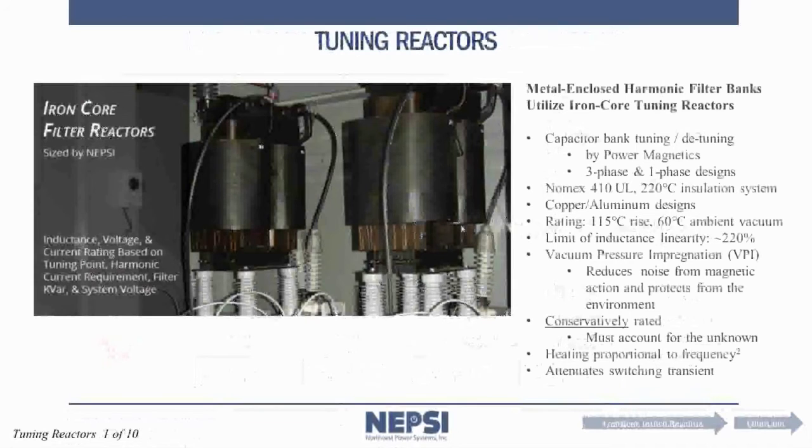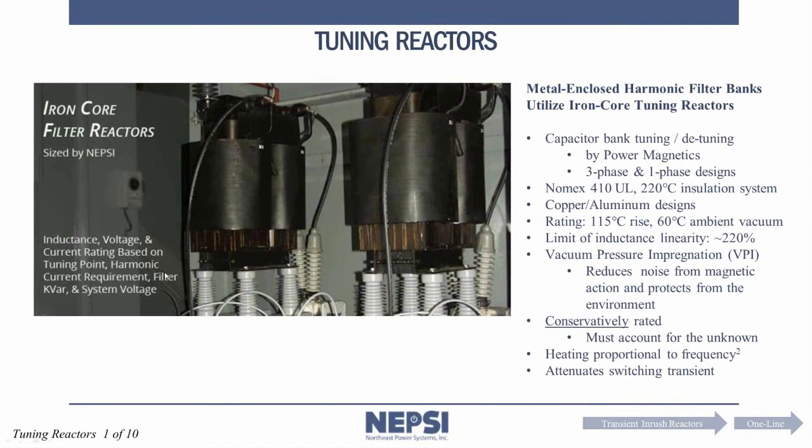So just briefly on the iron core reactors, what we show here is a picture of a typical medium voltage iron core reactor. Typically metal enclosed banks are always getting iron core reactors. It's very seldom that you'll see air core reactors associated with a metal enclosed bank, because you have a lot of stray flux associated with air core reactors that cause heating in the enclosure walls, and therefore you typically see iron core reactors.